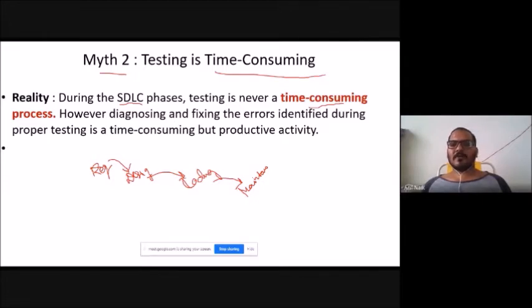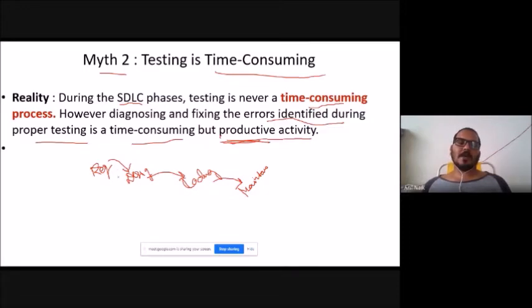However, diagnosing and fixing the errors identified during proper testing is time consuming, but it's a productive activity, because you won't get more maintenance after delivering the software. So it is a more productive activity. In the SDLC phases, testing is never a time consuming process if we follow the SDLC.